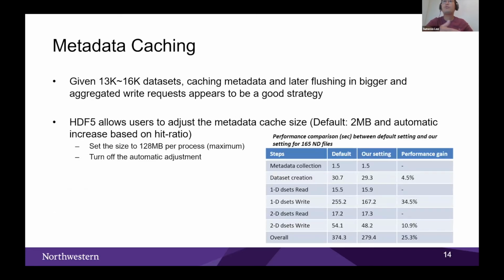Yeah, there is also the metadata caching feature in HDF5. We have a large number of data sets, 13K to 16K, so caching metadata would be a good idea. The default metadata cache size is 2 megabytes, and it automatically adjusts based on the hit ratio. Instead, we increased it to the maximum allowed size, 128 bytes per process, and turned off the automatic adjustment. Under this setting, we could improve the overall metadata handling performance by 25%.